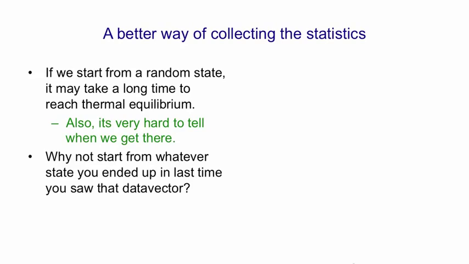So the idea is, why not start from whatever state you ended up in last time you saw that particular data vector? So we remember the interpretation of the data vector in the hidden units, and we start from there. This stored state, the interpretation of the data vector, is called a particle.